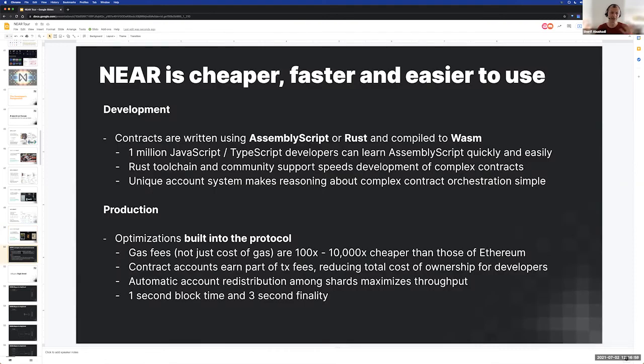All right, and here's the story about Near, that it is cheaper, faster, and easier to use from a development perspective, from a production perspective. I'm not going to read these out to you, but you can scan them yourself or pause the recording and read through it if you like.